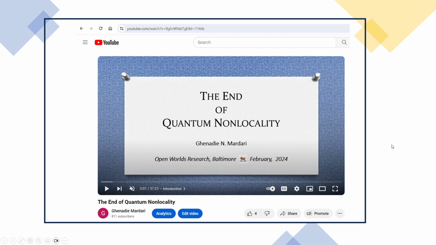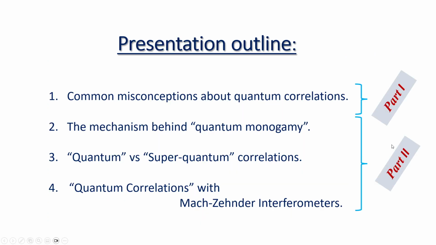Today, however, I want to focus on a few related topics that are both interesting and important. First, I want to dispel a few misconceptions about the nature of Bell correlations. Secondly, I want to explain the mechanism behind quantum monogamy and to emphasize the combinatorial nature of Bell violations in general. Thirdly, I want to dedicate some time to the physical difference between the so-called quantum and super-quantum correlations. And finally, I will do my best to explain the mechanism behind quantum Bell violations with an intuitive example.